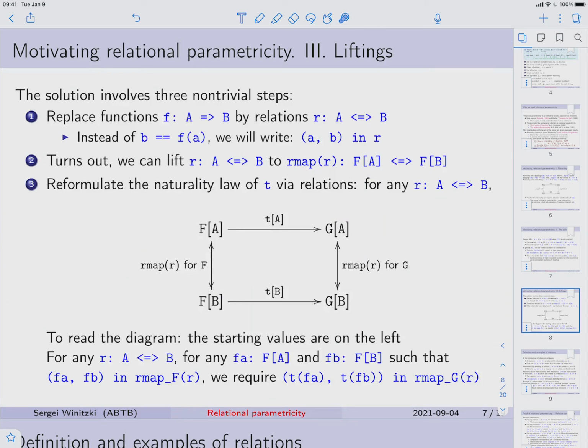To solve this difficulty, first of all, we replace functions f from a to b by relations between types a and b. So instead of saying that b equals f of a, we say that the values a and b are in the relation R. So this will be the syntax for this presentation. I will explain in more detail what it means that we have a relation between types.